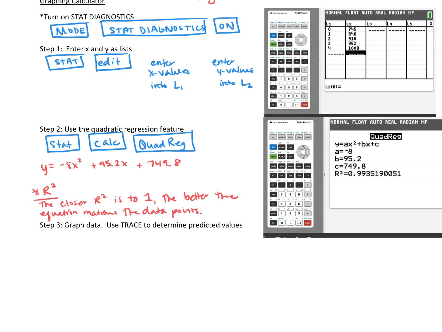So you can see this r value is a 0.99. That's really good. That's a very high r squared. It's very close to 1, so that means that we have a really good equation. It's not 100% accurate, but it's pretty accurate.